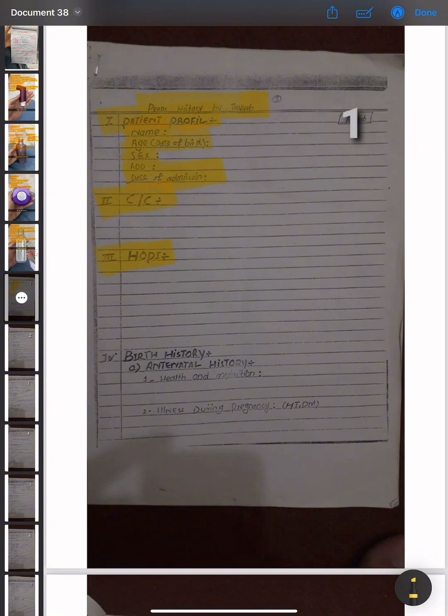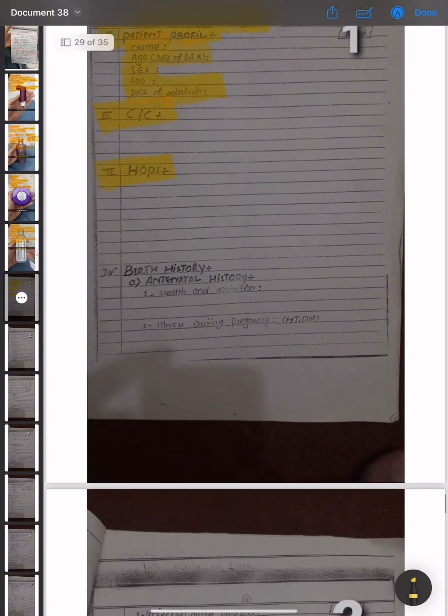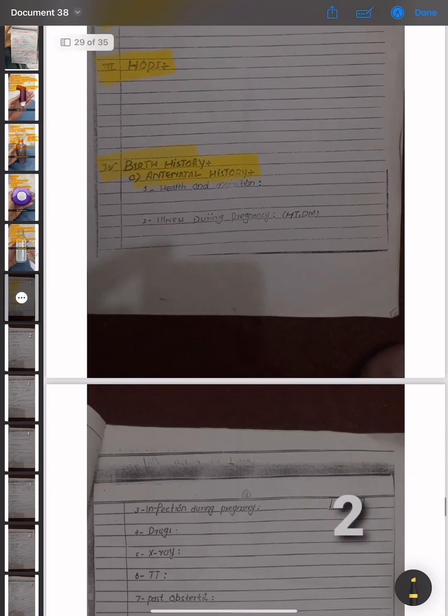Then we will write the history of presenting illness. In history of presenting illness, we will ask all the questions according to his chief complaints. For example, if he is having fever, then we will ask what is the onset, whether it is gradual, or we will ask about the time, at what time the fever occurs, and so on. Then we will ask about the birth history of the patient, that is antenatal history. We will ask the health and nutrition.